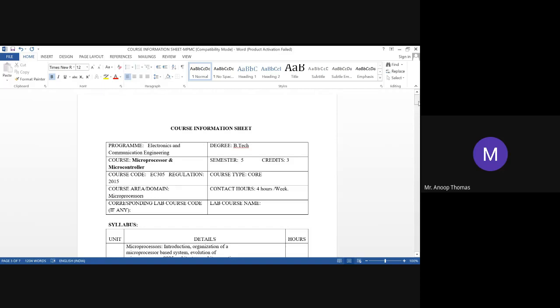I have given a brief overview of the syllabus and the CIS, and what a microprocessor and microcontroller is and what it is generally used for.